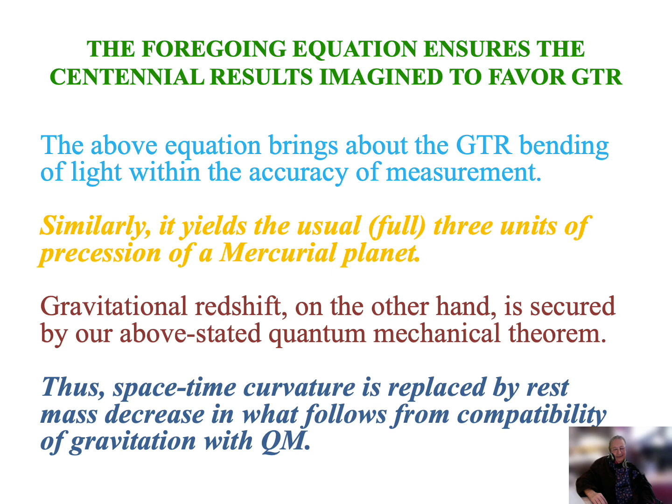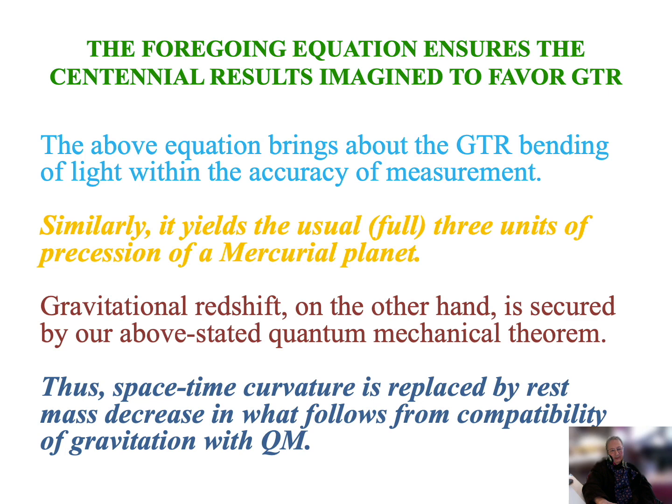So, as I said, the foregoing equation of motion, which we based on the law of energy conservation and de Broglie's relationship, which is the main pillar of quantum mechanics, ensures the centennial results predicted by the general theory of relativity in its favor. Again, let me restate it. The above equation brings about the general theory of relativity's bending of light within the accuracy of the measurement, of course. Similarly, it yields the usual full 3 units of precession of a mercurial planet around the Sun out of 3. Gravitational redshift is ensured by the theory, as I stated already right after our universal matter architecture's theorem. It's a quantum mechanical theorem.